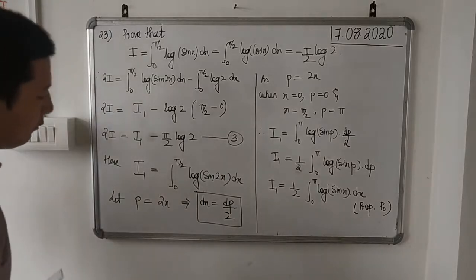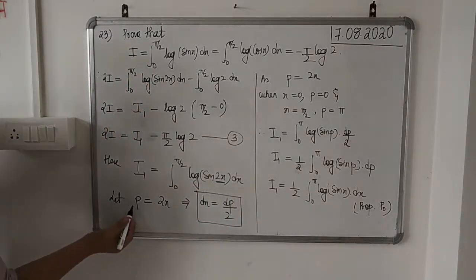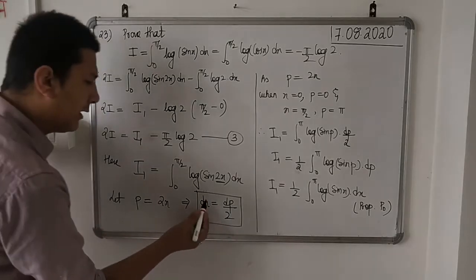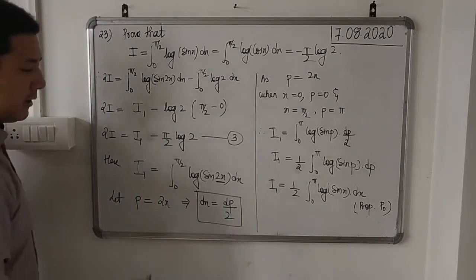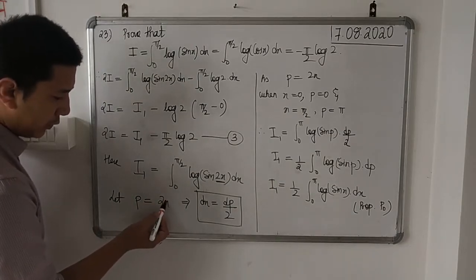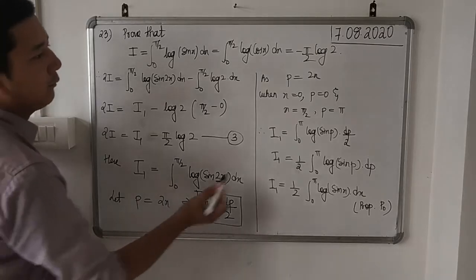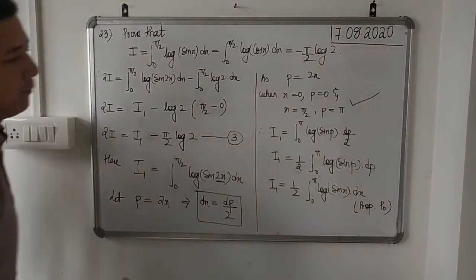The first step we are doing is the substitution out here. You substitute 2x equals to any variable, I'm taking p. You'll get the value for dx as dp by 2. Now since there are limits, when x equals 0, p equals 0, and when x equals pi by 2, p equals pi, which means this line. I hope you're clear with this.